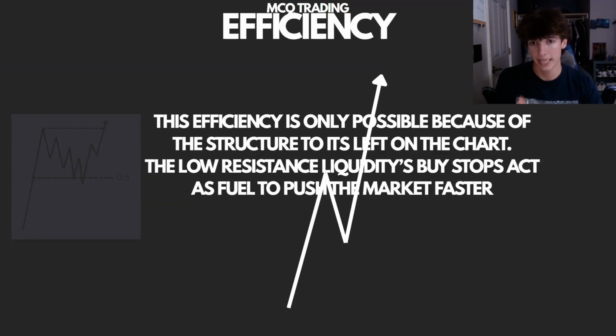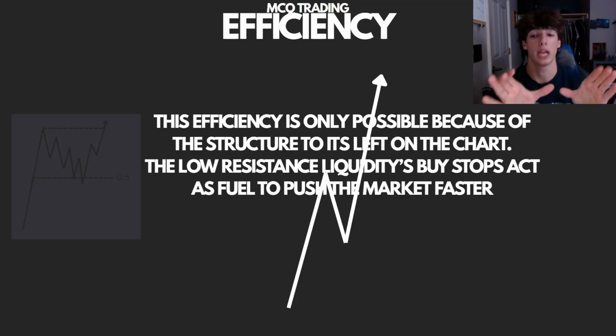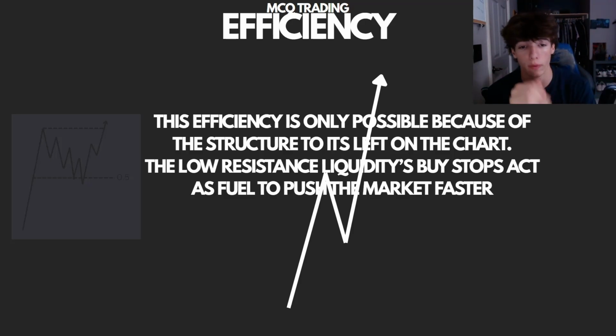What makes that low resistance liquidity run so efficient and fast is efficiency, and efficiency is only possible because of two things. Number one, narrative is aligned on the higher time frame, right? The higher time frame actually wants to go higher, so the lower time frame is going to be better. But the stronger one, in terms of the current model we're in, is that efficiency is only going to be possible because the structure validates it, right? And that structure is going to have that low resistance liquidity, whether buy stops or sell stops, to act as fuel to push the market lower, or to push the market faster, right?